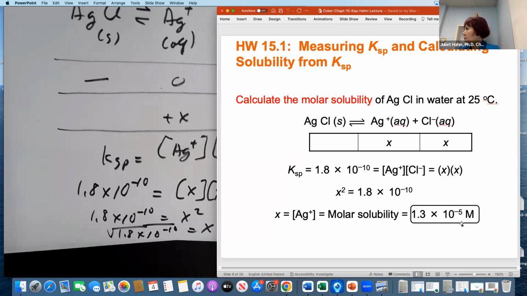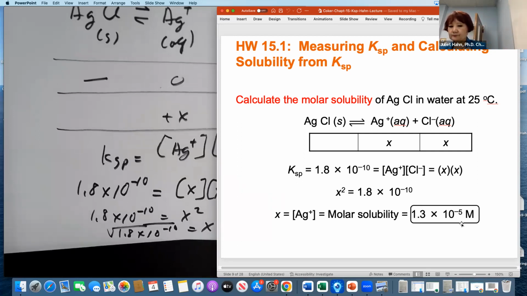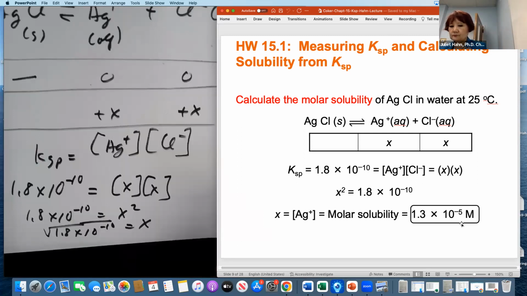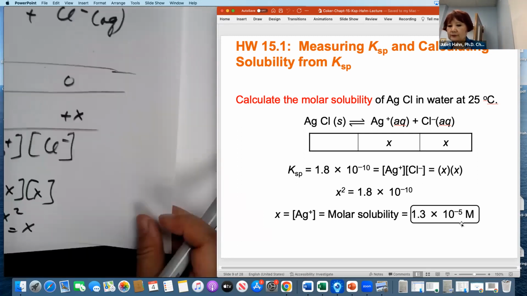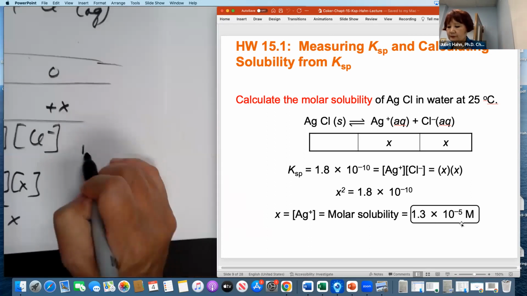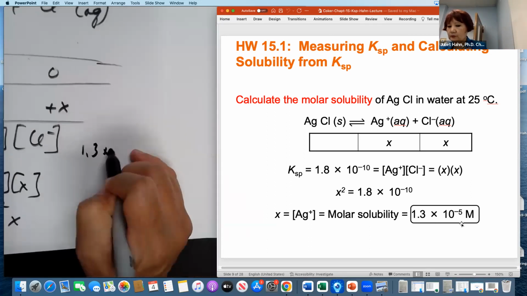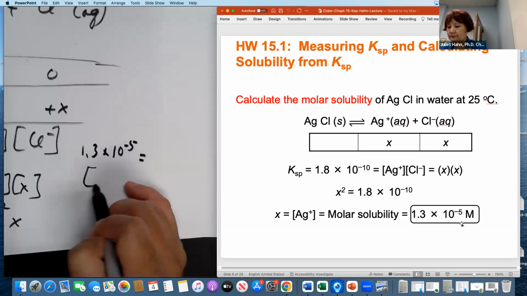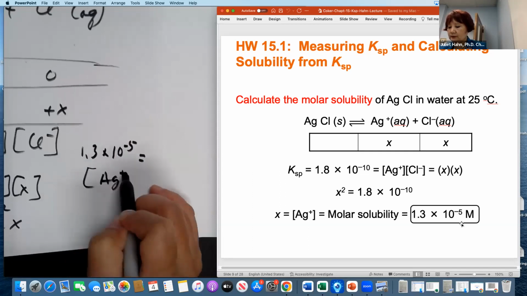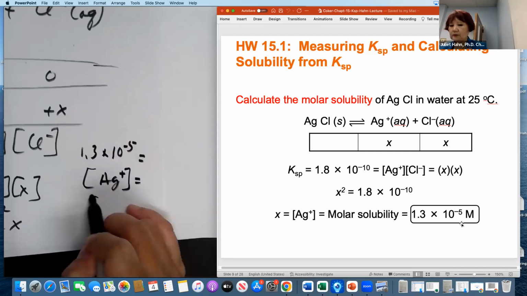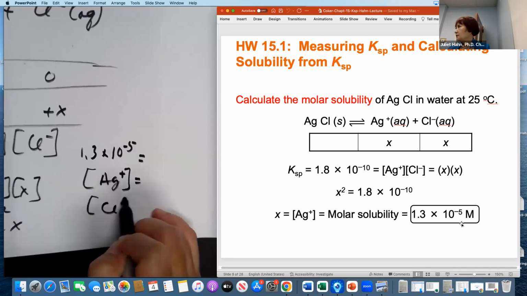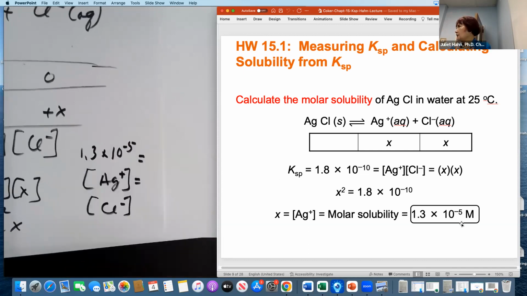What's the solubility of chloride? It's the same because it dissociates in exactly a 1-to-1 ratio. So 1.3 times 10 to the negative 5th is equal to the molar solubility of silver and is also equal to the molar solubility of the chloride ion. So that's how you solve this problem.